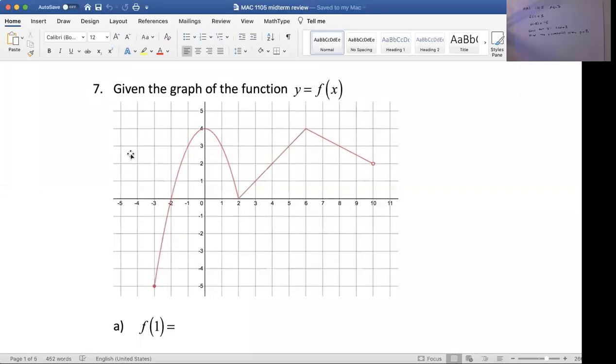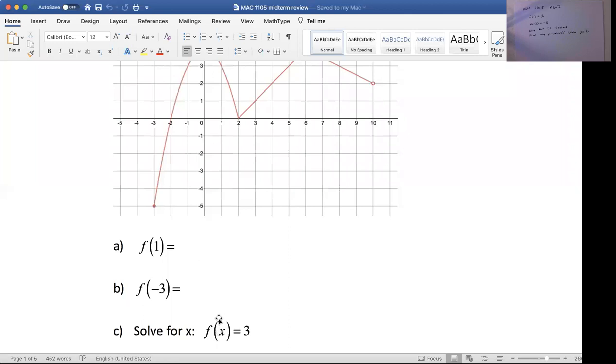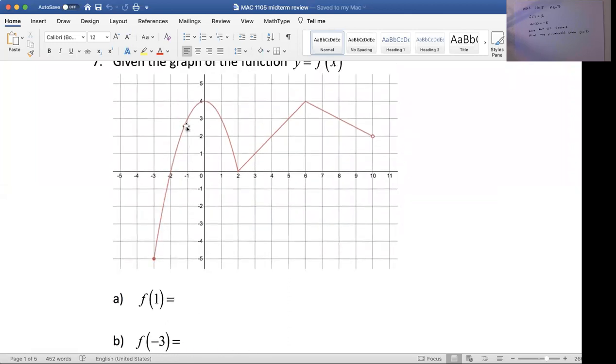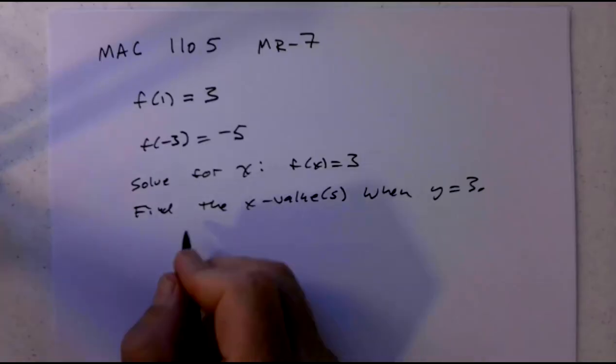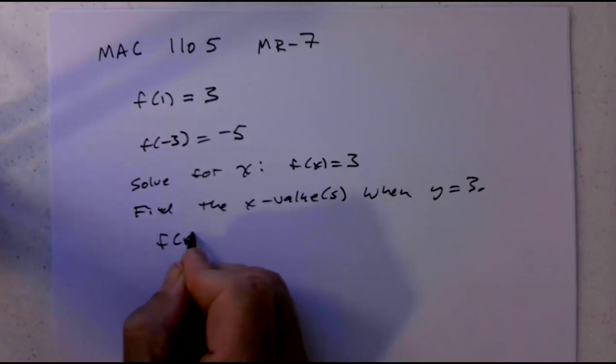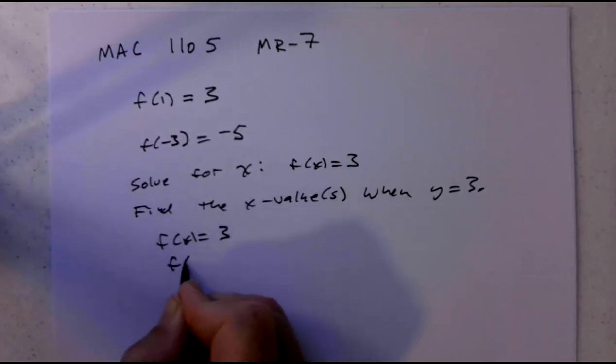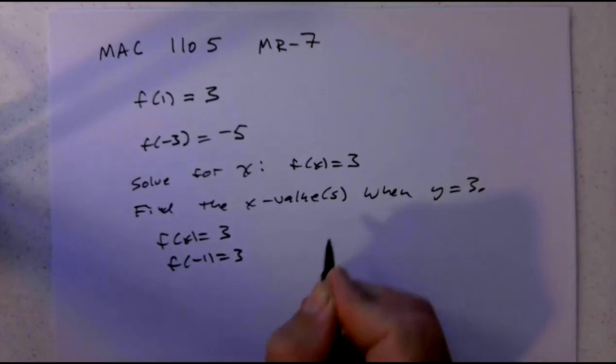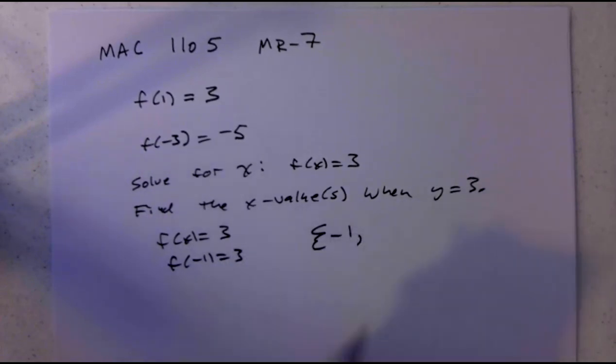So let's take a look. What are my x values when y is 3? So y is 3 here, here, here, and here. So there are 4 different times that y is 3. And again, we're solving for x where f of x is 3. Where's the first one? Here, this is the point (-1, 3). So negative 1 is a solution. We see f of negative 1 is 3. So one of my answers is x equals negative 1.